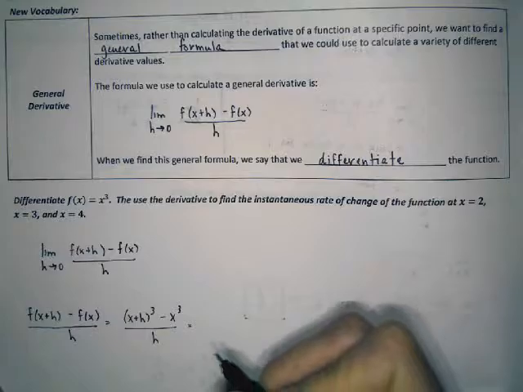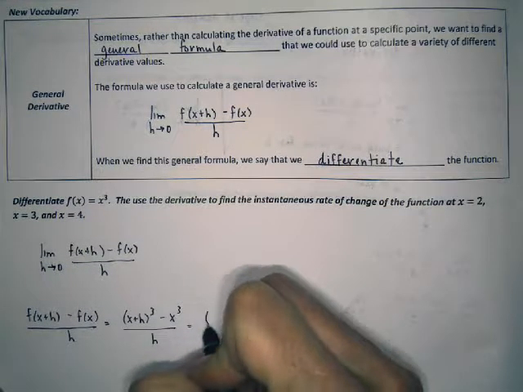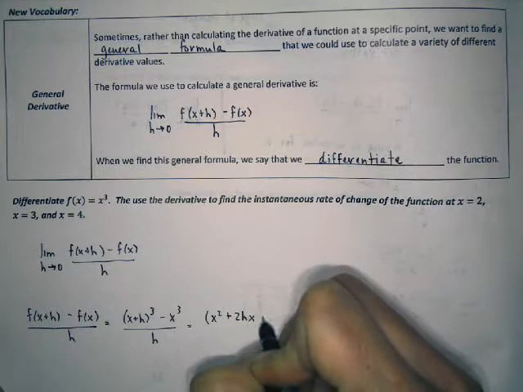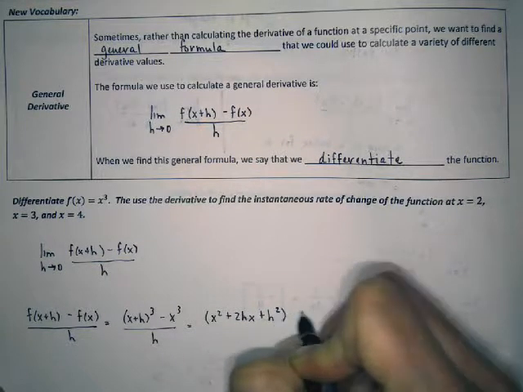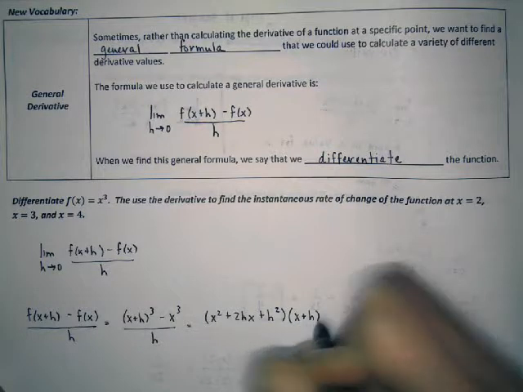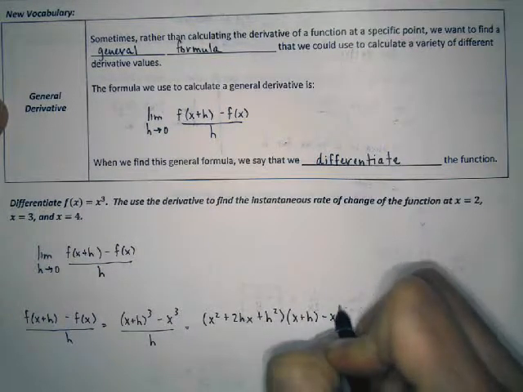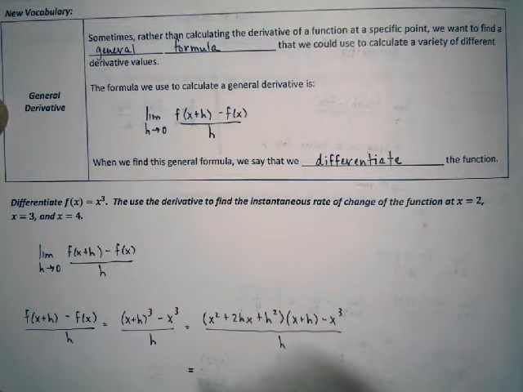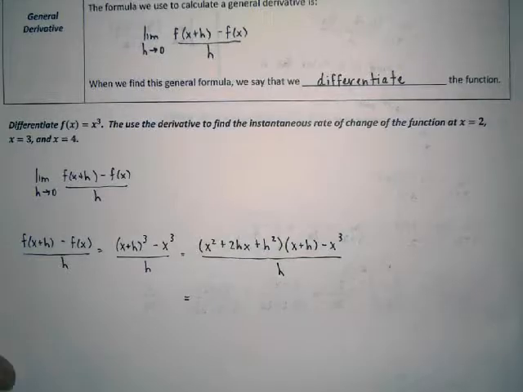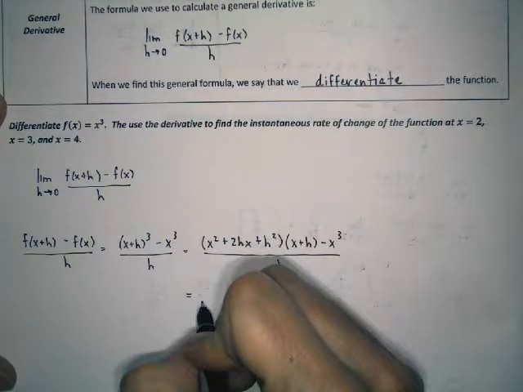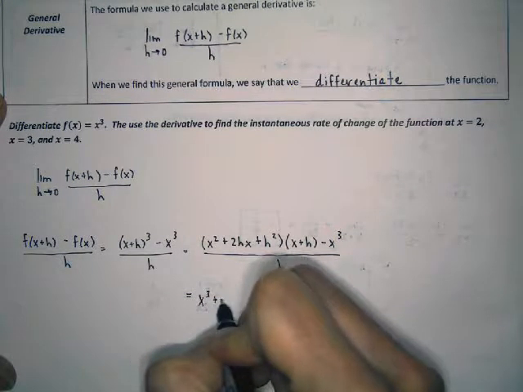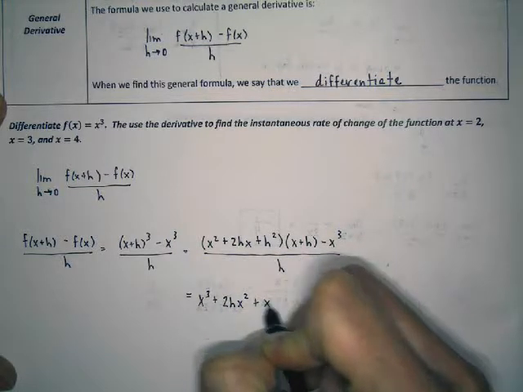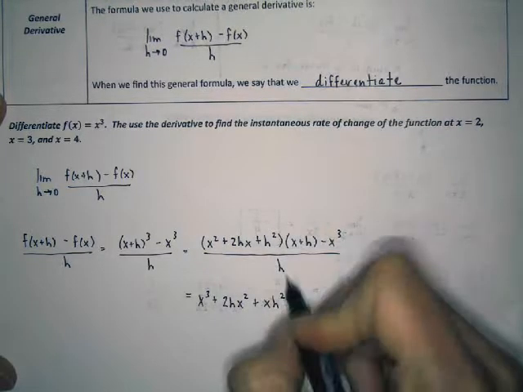So now I have to deal with this cubed. I know if I were to square that, I would get x squared plus 2hx plus h squared. And I have to multiply that by another factor of x plus h, minus x cubed, all over h. I know this is going to get long, so I'm going to drop down here. Now I'm going to distribute, and I'm going to get x cubed plus 2hx squared plus xh squared.